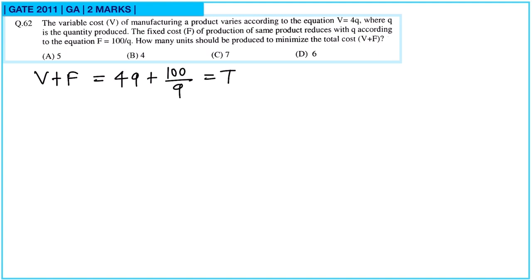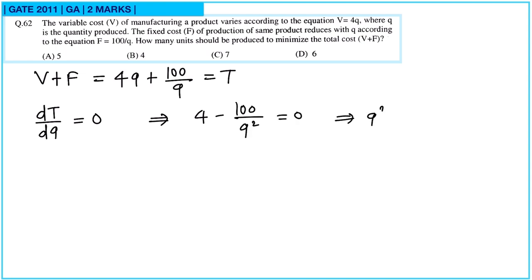Let this be total cost T, and we have to minimize it. So let us take derivative with respect to Q, and that should be equal to 0. That means 4 minus 100 by Q square is equal to 0. That means Q square is equal to 25. That means Q is equal to 5. We have to consider only the positive root since the number of units will be positive only. So here option A is correct.